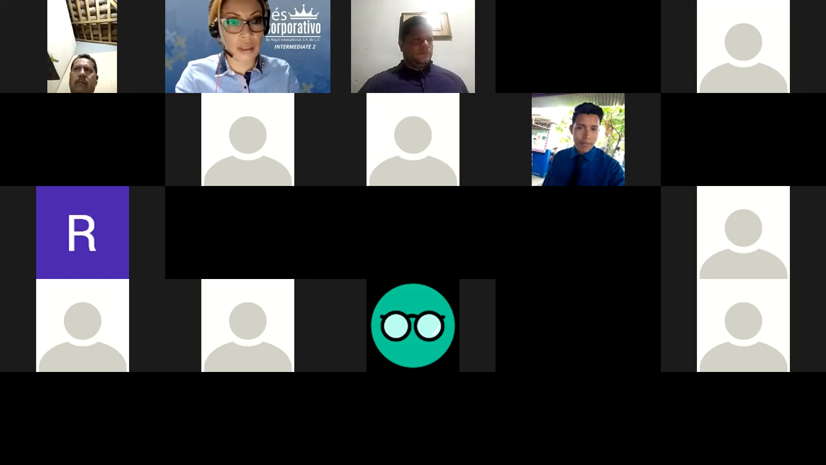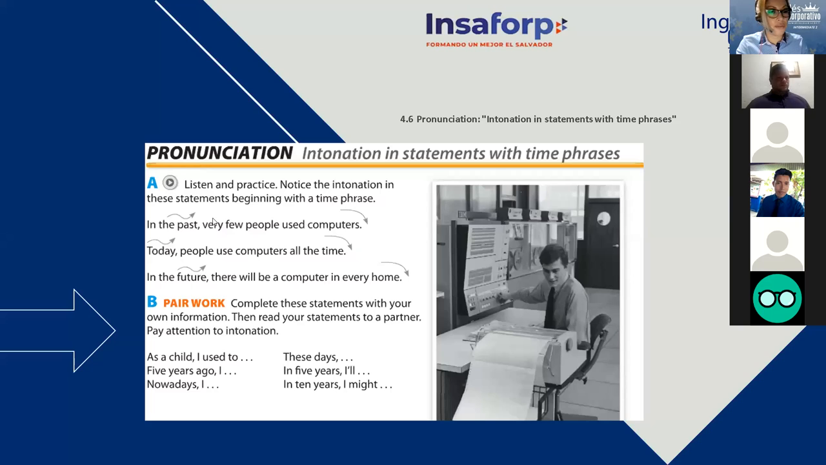Okay, that's in regards of pronunciation with time expressions or time phrases. The main idea is that whenever we are using time phrases, the intonation tends to be like this in the past. So focusing on this, just to make clear that we are talking about something in the past, something in the present, or something that might happen in the future.